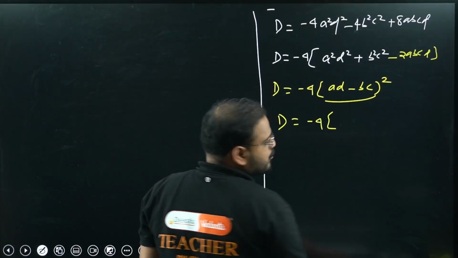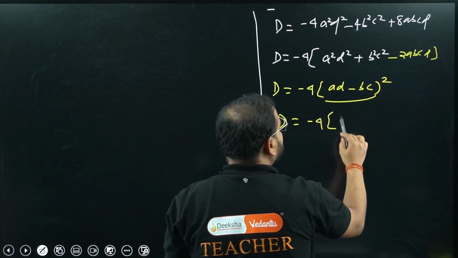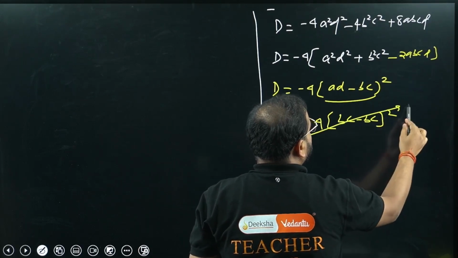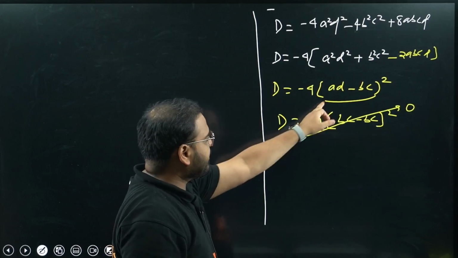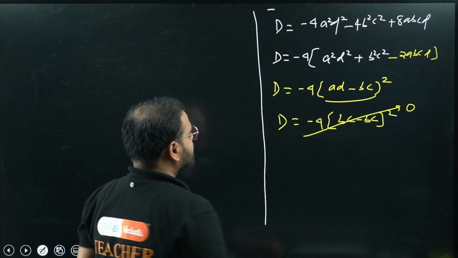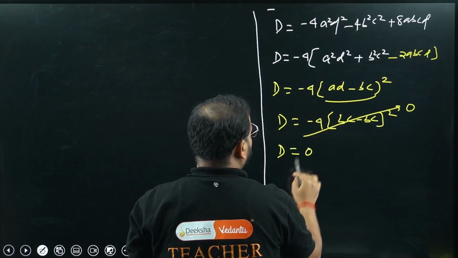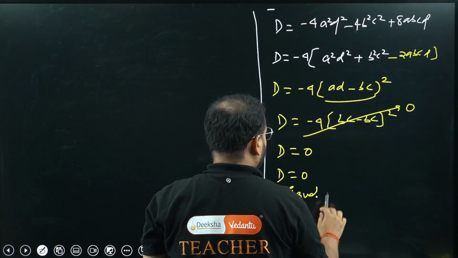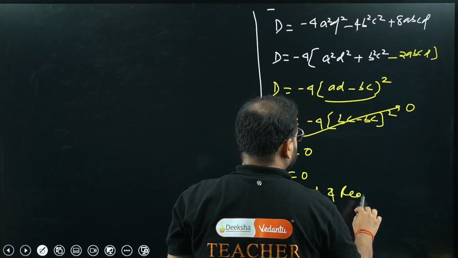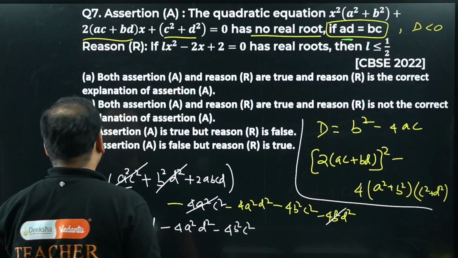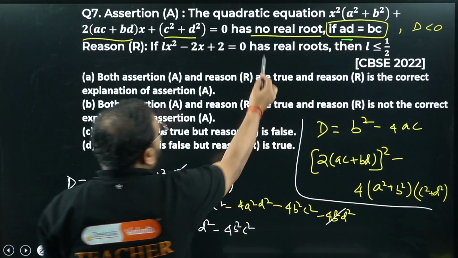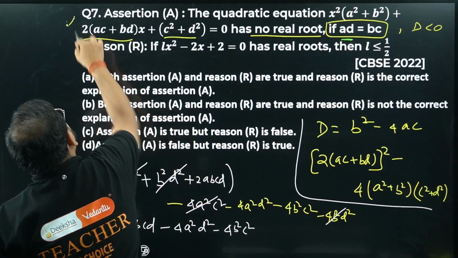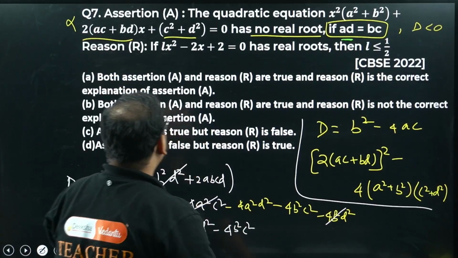They have given AD equals to BC, right? So I can write AD as BC minus BC. How much is it going to be? 0, right? AD equals to BC means AD minus BC is 0. So what I'm getting D value as? 0. Whenever D is 0 means what? Equal and real roots. But what did they say? They said no real roots when this condition is true. They said no real roots means assertion is incorrect. Let's look at reason now.